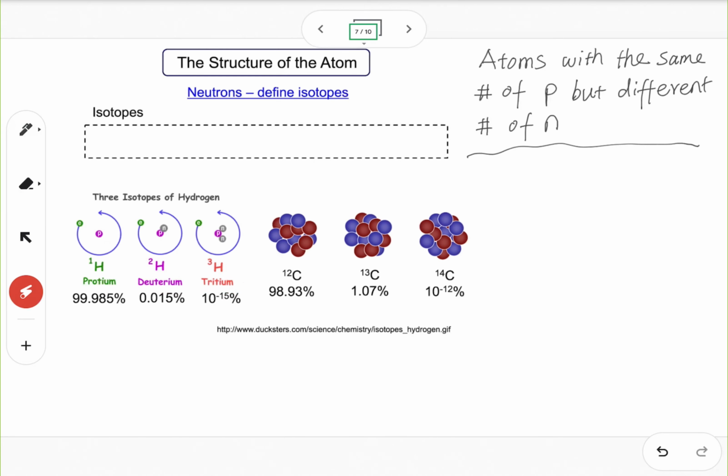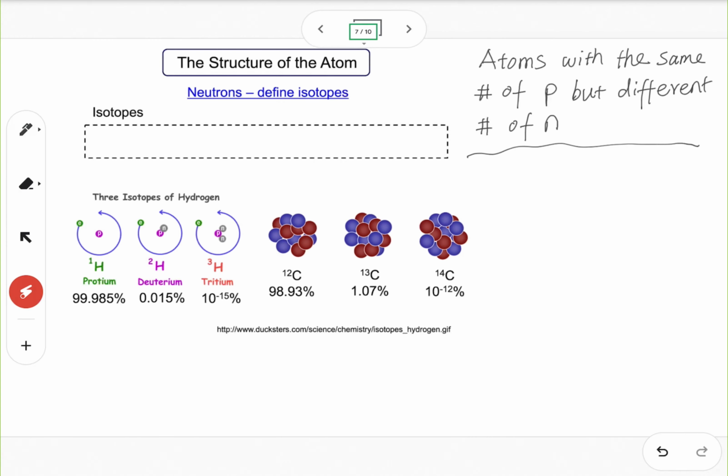And what's the difference among the 3? Well, protium has only 1 proton inside and 0 neutrons. Of course, it has 1 electron outside to balance the charge and make the hydrogen atom neutral. Deuterium still has 1 proton in the nucleus, but now it has 1 neutron in the nucleus also. Still it has 1 electron.